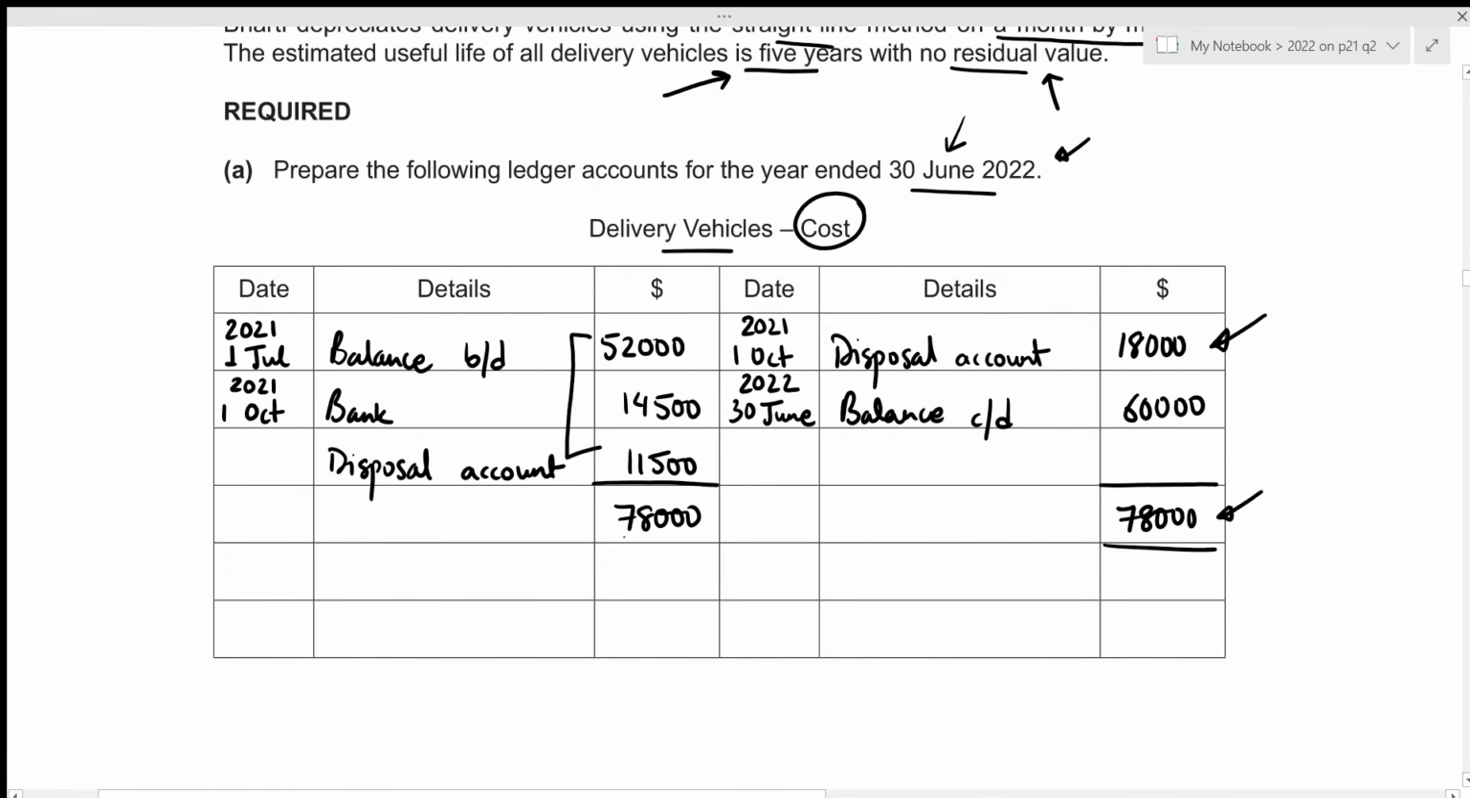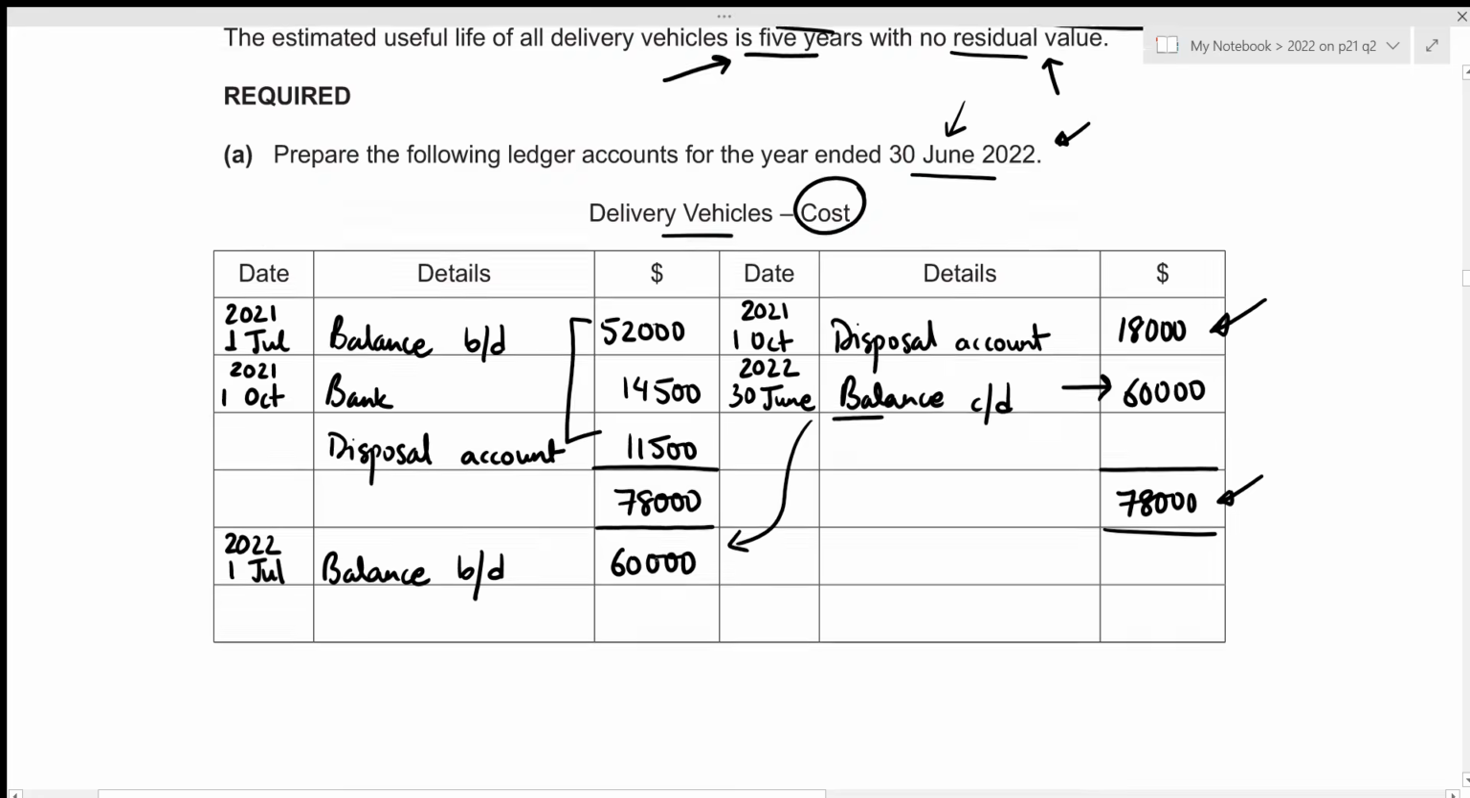Okay. Now the last step to remember is that we need to write down our closing balance as the opening balance for the next date. So that will be on the opposite side. And now the date is going to be 2022, 1st July. This will be the opening balance. And this year's opening balance is going to have the same amount as last year's closing balance. So we just need to copy this amount of 60,000. This concludes our delivery vehicle's cost account.